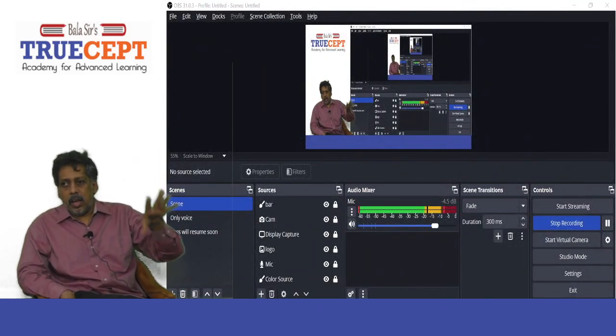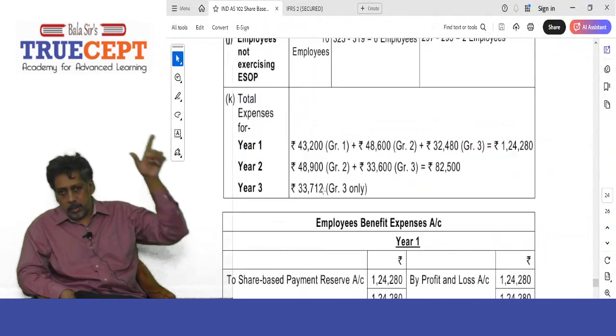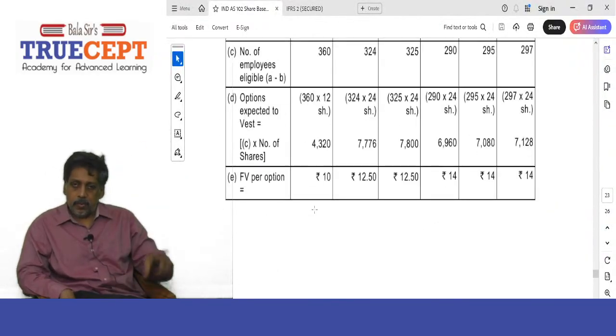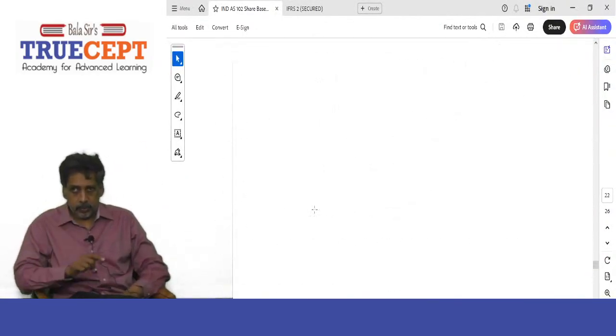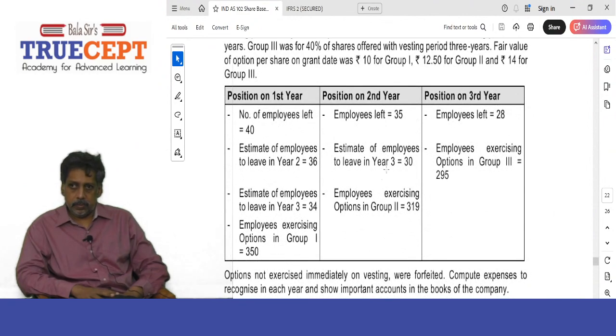Now, let us go ahead and take on year 2. Let's read the information for year 2. So, position on second year. At the end of second year, employees left is 35. That means what?